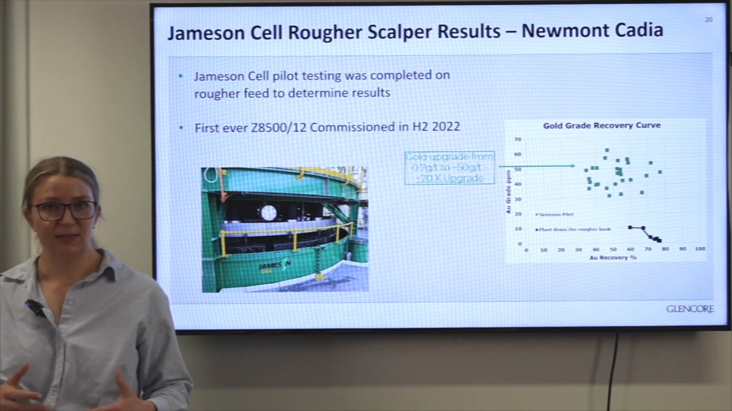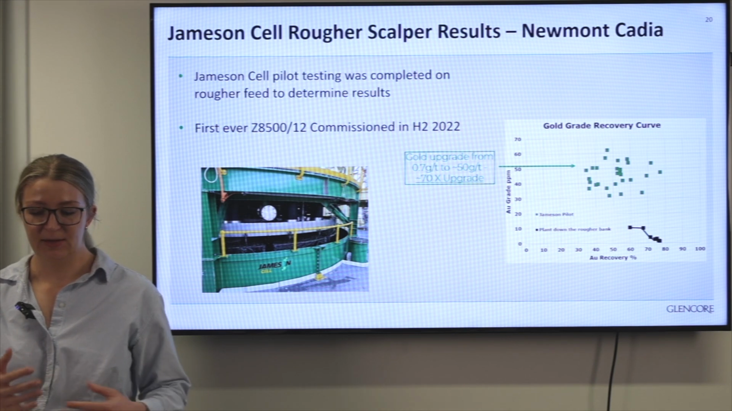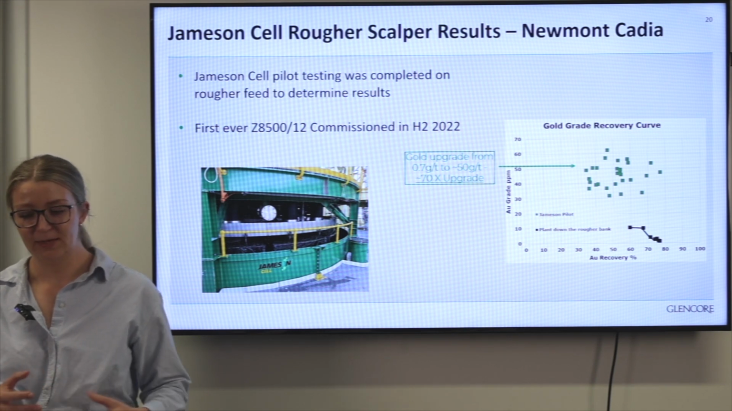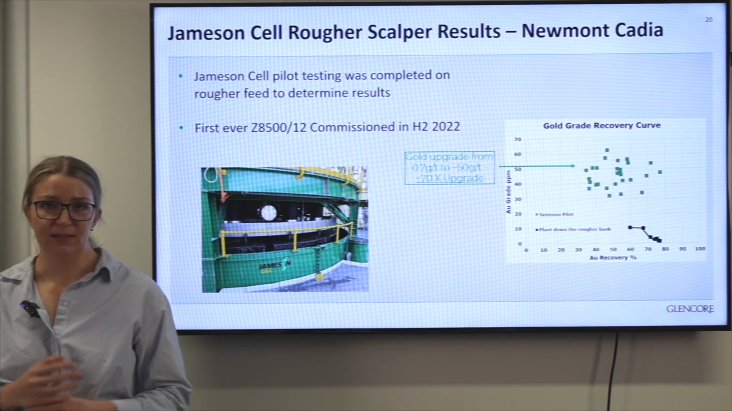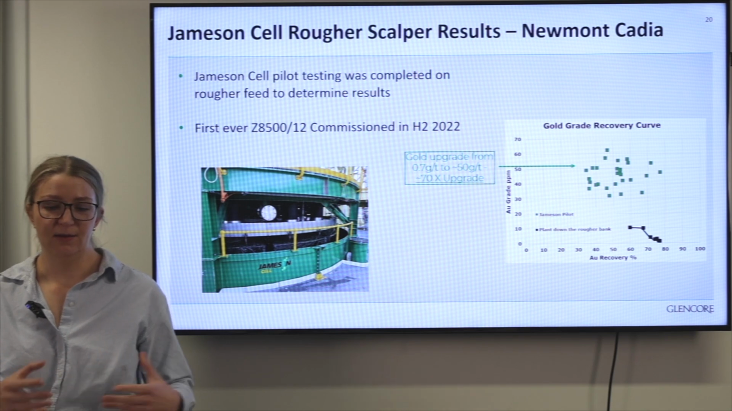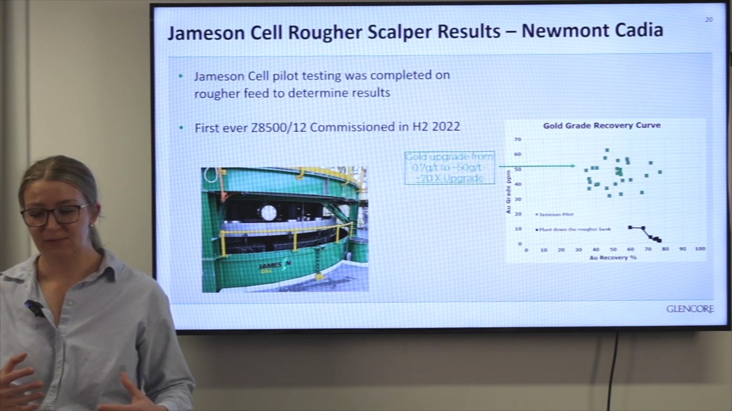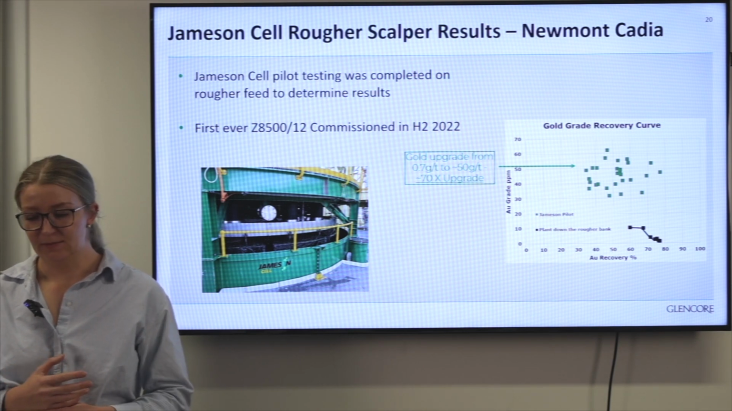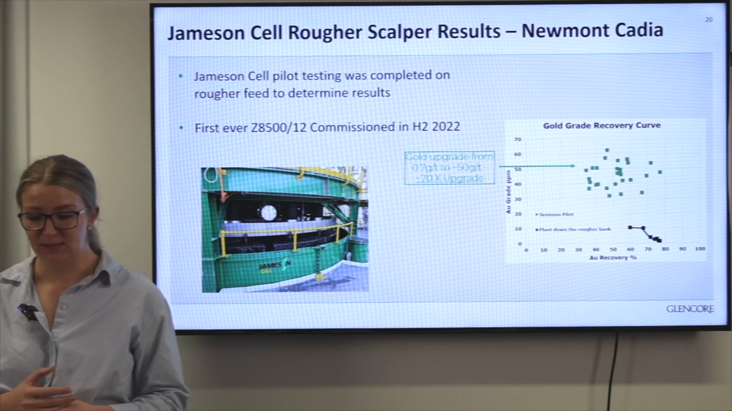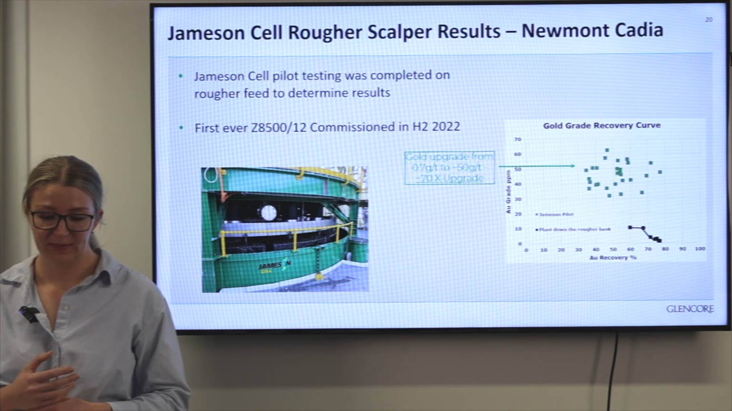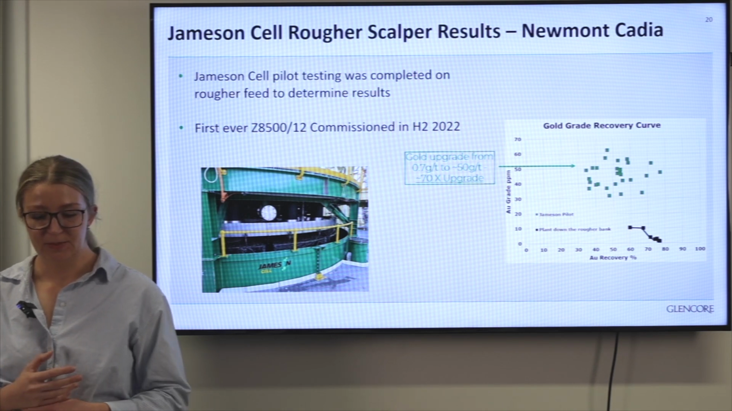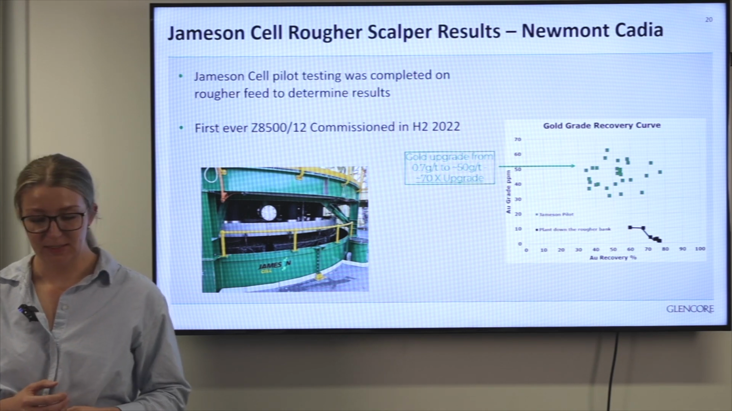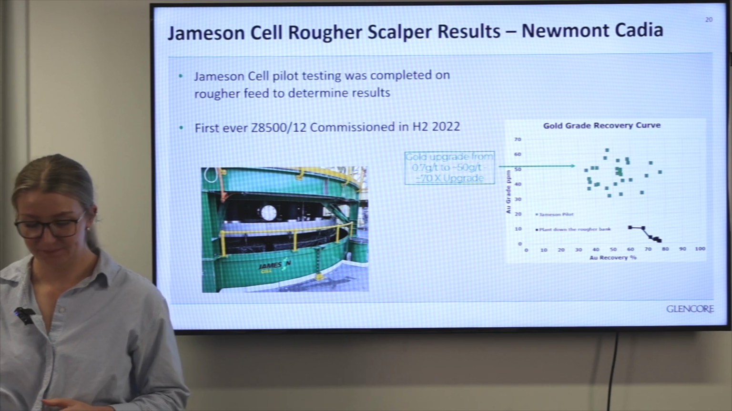What you can see is that the Jameson cell can upgrade considerably better than the operating tank cells. And that meant that installing that cell at the head of the mechanical bank as a rougher scalper allowed them to produce the bulk of the final concentrate and gold recovery in the first cell and greatly reduce downstream cleaning requirements. So overall, the gold was able to be upgraded from 0.7 grams per tonne to 50 grams per tonne.